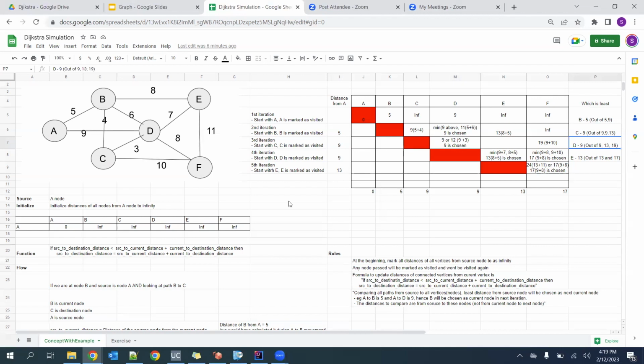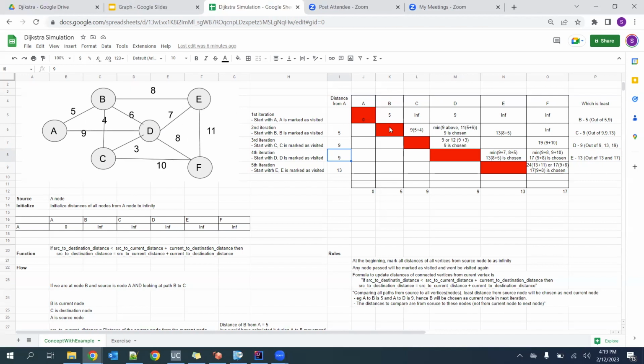So now D is our next node. We know the minimum distance between source and D is 9, and source is our A. So we'll keep 9 here, and we mark D also as visited. So A, B, C, D are all visited now, correct? Now D is connected to E and F. It is connected to B, C and A also, but those are all visited, so we won't consider them.